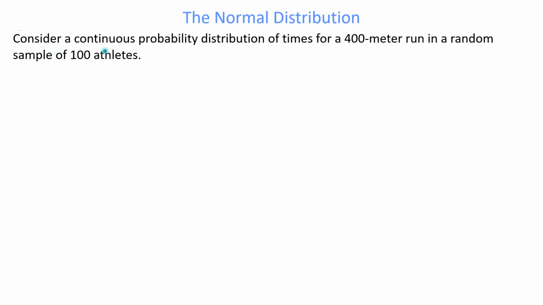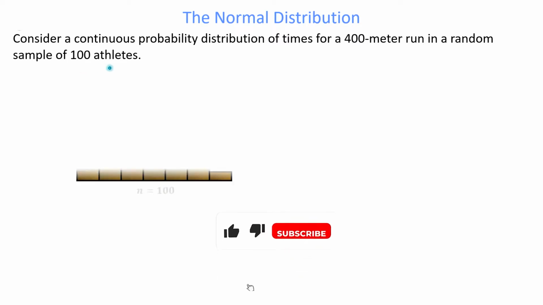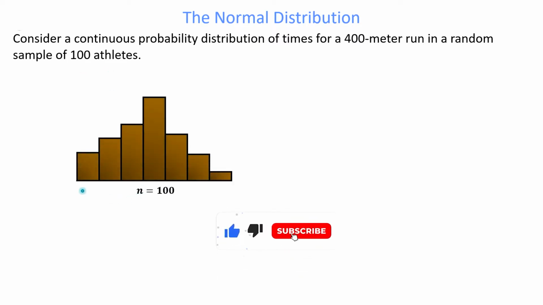Now let's consider a continuous probability distribution of times for a 400-meter run in a random sample of 100 athletes. So it might look like this. Over here we have the short time interval for some of the fast runners. Most of the runners, however, have a time interval of around here. And then you have some slower runners with a slightly longer time interval over here.